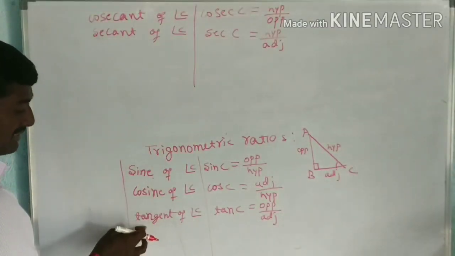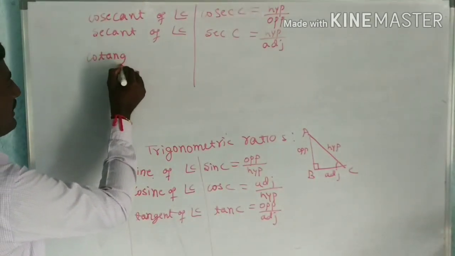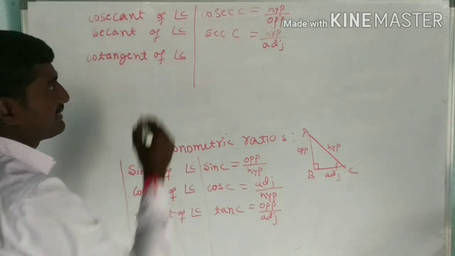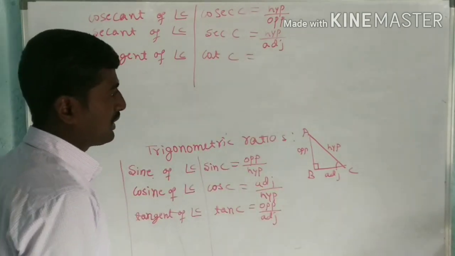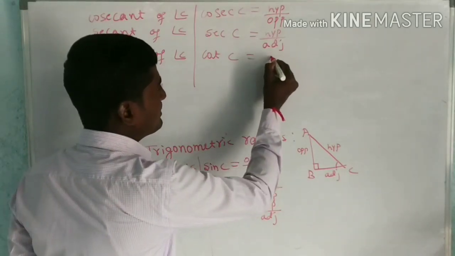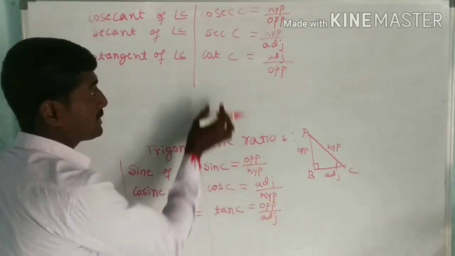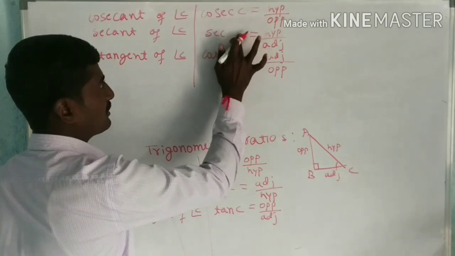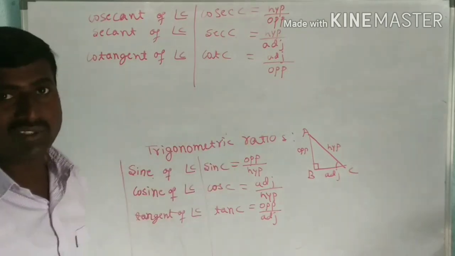Now the last one, the reciprocal of tangent, that is cotangent. Cotangent of angle C, that I can write as cot C. Now what is cot C here? Cot C is the reciprocal of tan, adjacent divided by opposite. Reciprocal of tan is cot. So the definition of cot is adjacent by opposite.